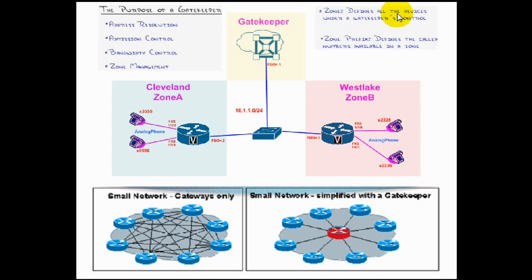A zone defines all of the devices under a Gatekeeper's control. So that's going to be these phones here in Zone A, and these phones over here in Zone B. Zone prefixes define the call numbers available in a zone. So that's going to be these extensions here. Cleveland, that's going to be at 5555 and the 5556 extension. And then in Westlake Zone B, that's going to be the 2225 and the 2226 extensions.